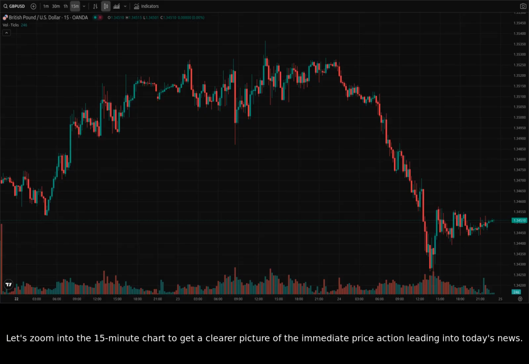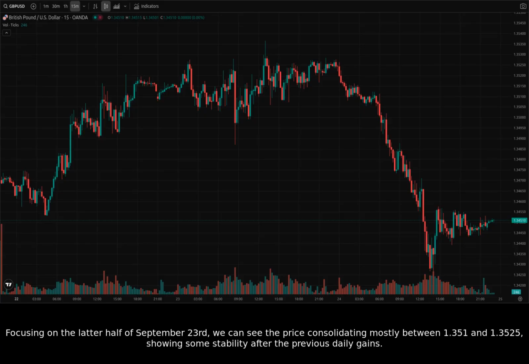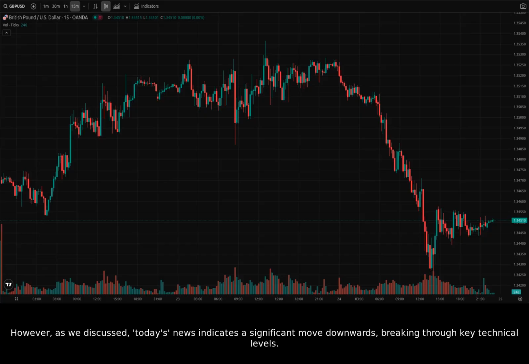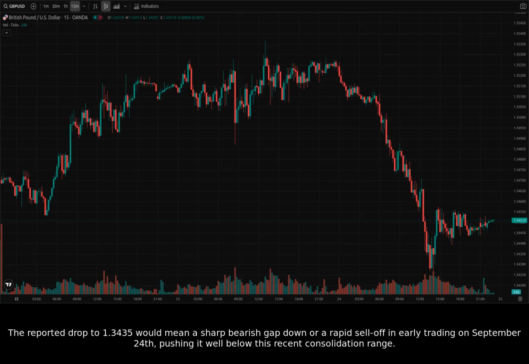Let's zoom into the 15-minute chart to get a clearer picture of the immediate price action leading into today's news. Focusing on the latter half of September 23rd, we can see the price consolidating mostly between 1.351 and 1.3525, showing some stability after the previous daily gains. The final candles on September 23rd show the price holding relatively steady around the 1.352 level. However, as we discussed, today's news indicates a significant move downwards, breaking through key technical levels. The reported drop to 1.3435 would mean a sharp bearish gap down or a rapid sell-off in early trading on September 24th, pushing it well below this recent consolidation range.